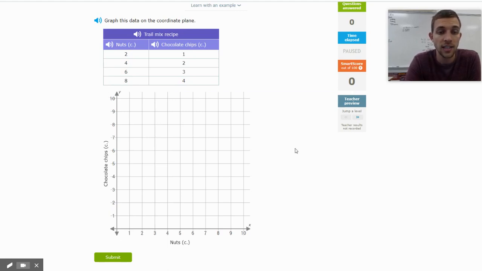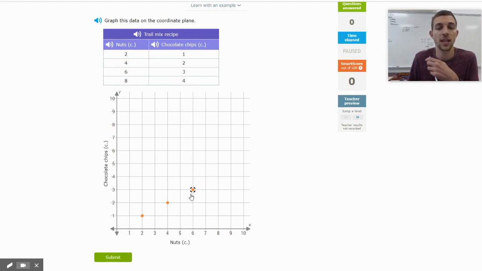We're going to go ahead and say we have 2 nuts and 1 chocolate chip. So that means I'm going to go side to side 2 and then go up 1. Then I have 4 nuts and 2 chocolate chips, which means I'm going to go side to side 4 and then up 2. Then I have 6 nuts and 3 chocolate chips, which means my x-axis is 6, so I go side to side 6, and my y-axis is 3, so I go up 3.